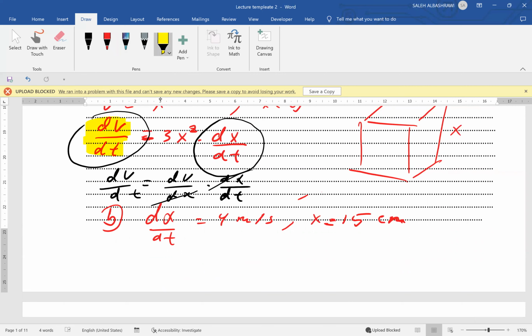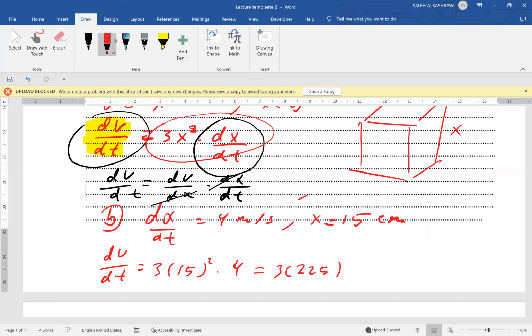So all what I need, I'm going to substitute dv by dt is equal to 3x squared. So it is 3 multiplied by 15 squared multiplied by dx by dt, which is equal to 4. So this is 3 multiplied by 225 multiplied by 4.